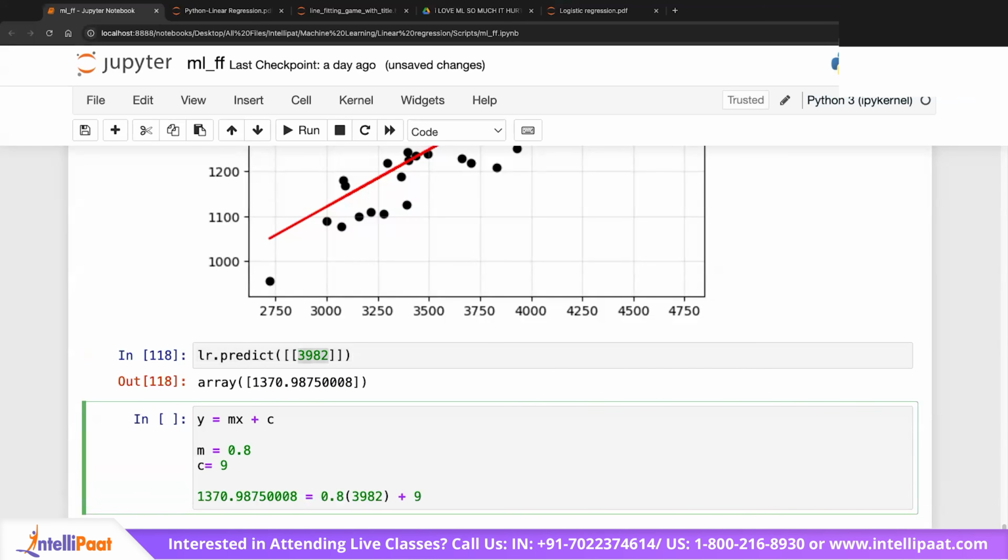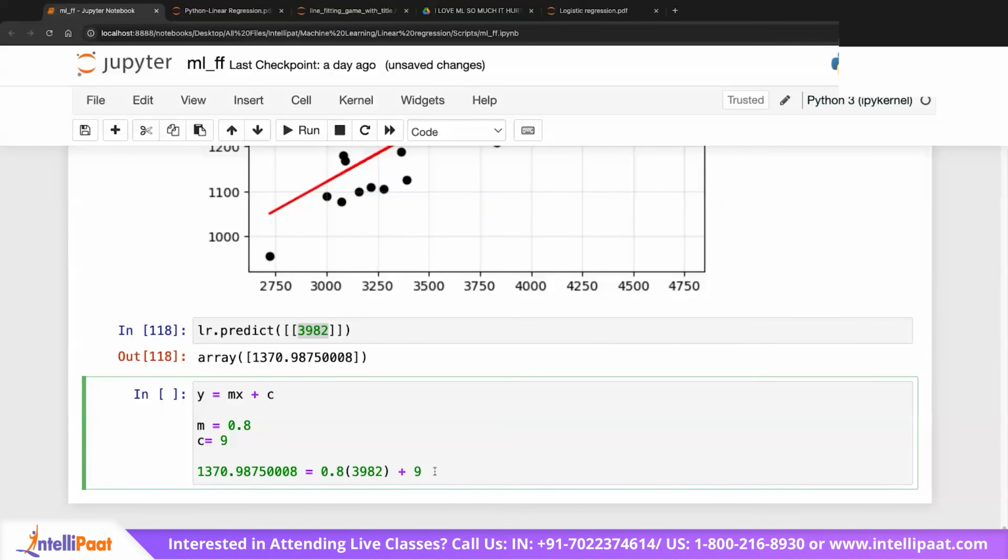Did you understand? LR.predict is doing nothing complicated. It has created some equation called y is equal to mx plus c. It knows the value of m, it knows the value of c. The minute you take 3982, it is able to calculate the answer 1370. This is what this function is doing. This is what that prediction is doing. Same code can be used for Swiggy. This code is reusable wherever you want to use it.